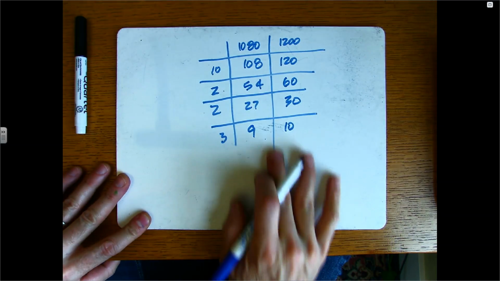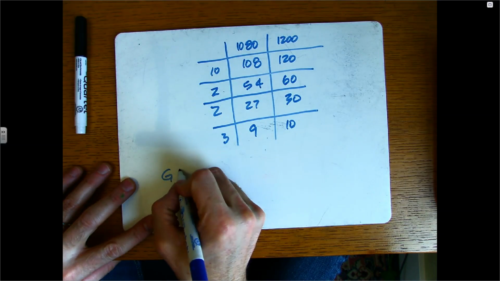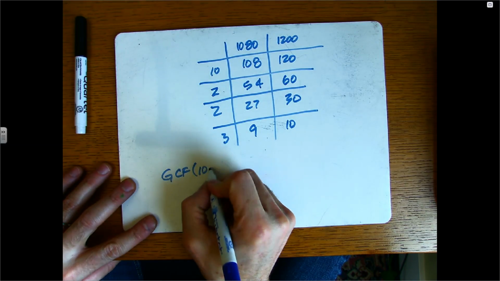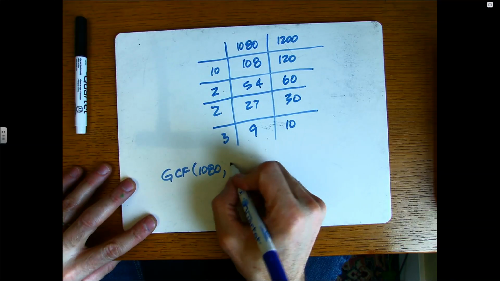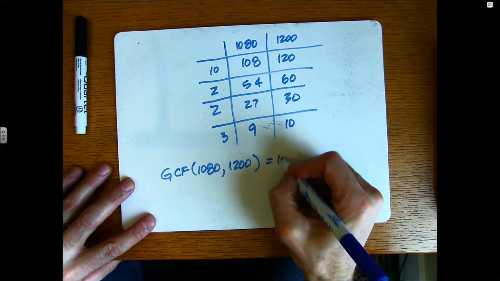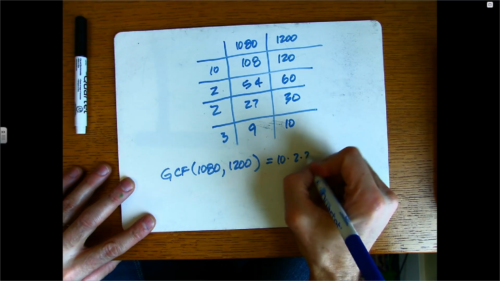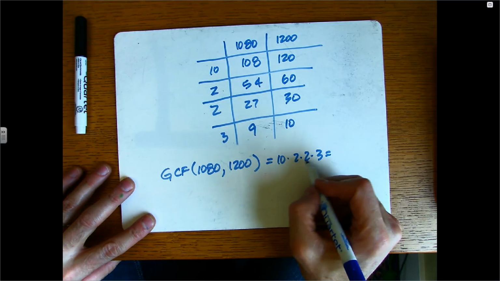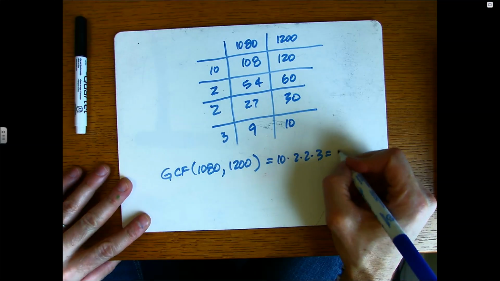So we're ready to write the GCF of 1080 and 1200, sometimes written this way, is going to be 10 times 2 times 2 times 3. So let's see, that's 4 times 3 is 12. 12 times 10 is 120.